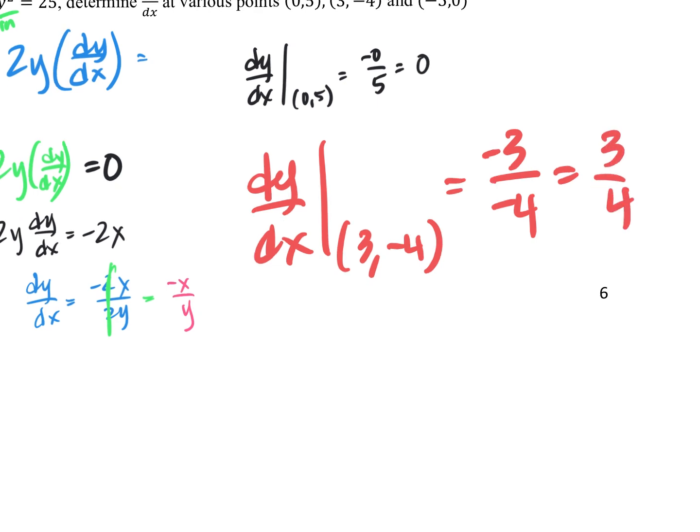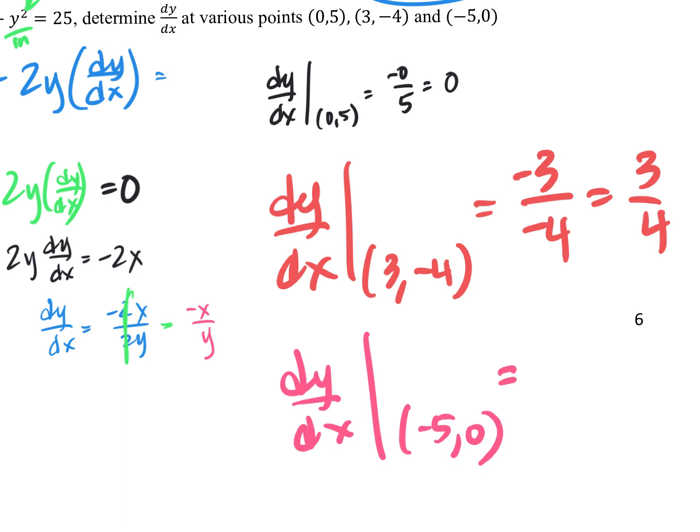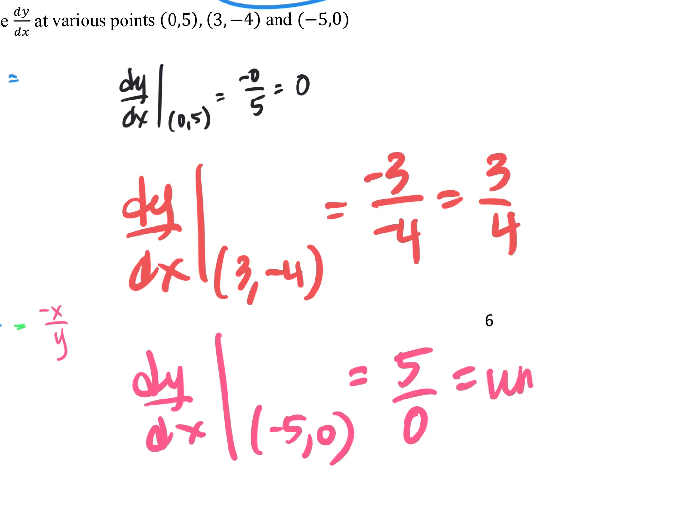Feel great about it. And then our last one, we got to find the slope, dy dx, at the point negative 5, 0. What would that turn into when I plug in negative 5 and 0 into my x and y? Negative 5 in for x would get me a 5 over 0. Anytime we're dividing by 0, undefined, that makes me think of vux. At negative 5, 0, do I have a vertical line? Do I have an undefined slope?